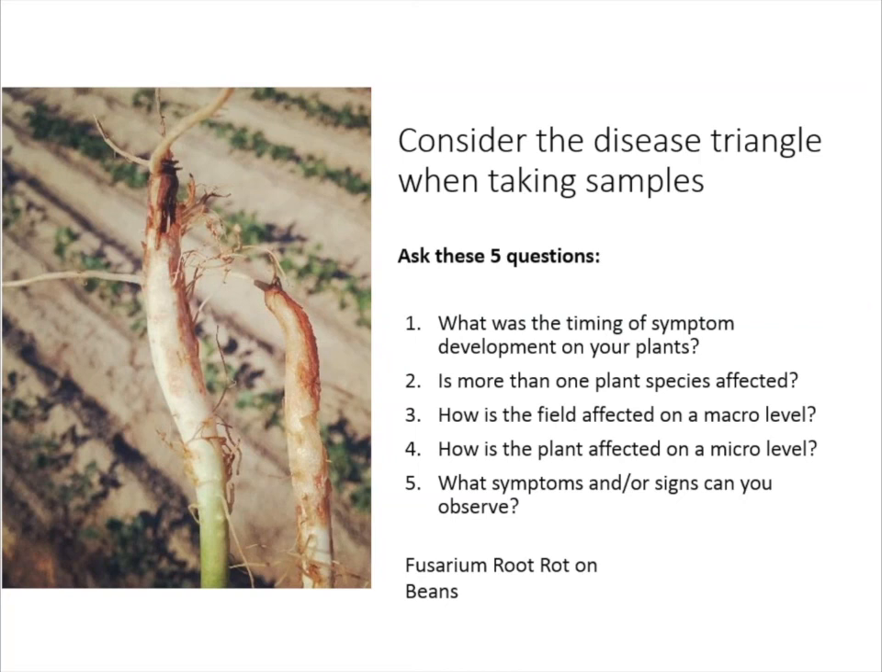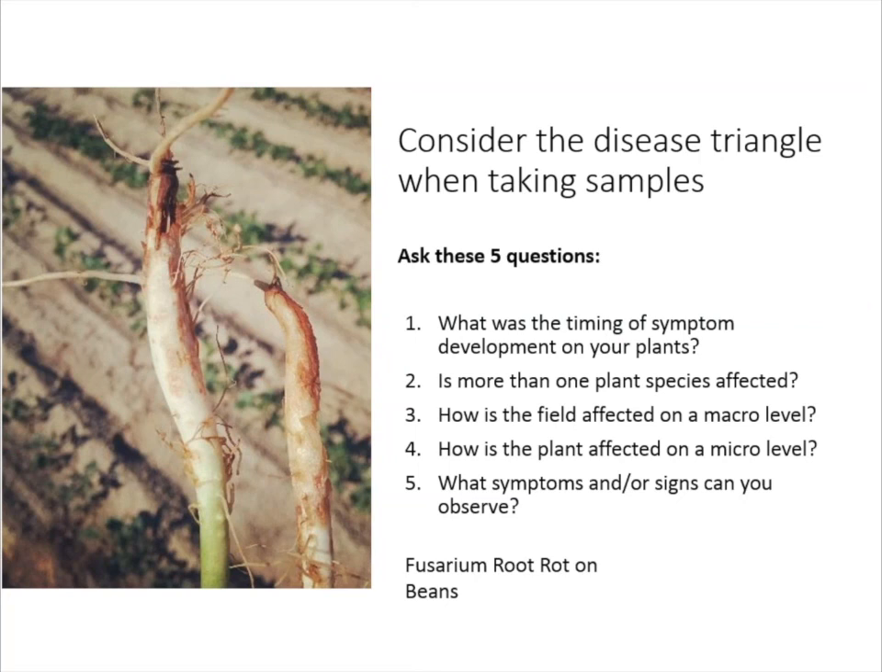Is more than one plant species affected? Biotic problems tend to be more host-specific, and so if you see something that's affecting your brassica crops, is it also affecting the brassica weeds nearby? Or if you're looking at spinach, for example, and you see that the brassica weeds are also infected, that might throw up a flag that maybe you're not looking at a biotic problem.